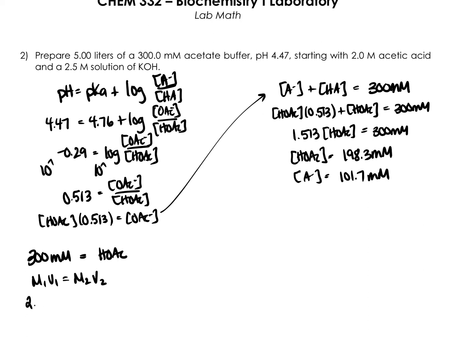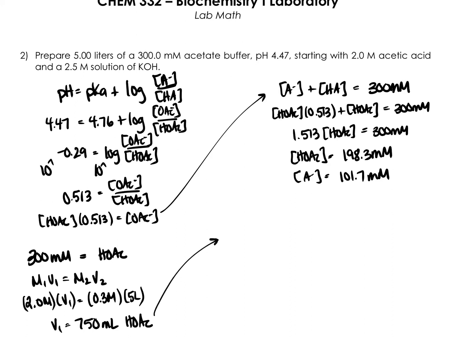So M1V1 equals M2V2. We're going to have a 2 molar acetic acid solution. We need to figure out the amount that we're going to take such that we dilute it to get a 300 millimolar, 0.3 molar solution, and we want 5 liters. Pretty straightforward calculation tells us that we need to have 750 milliliters of our acetic acid. So just to give a little picture here, we're going to take this 750 milliliters of our acetic acid.